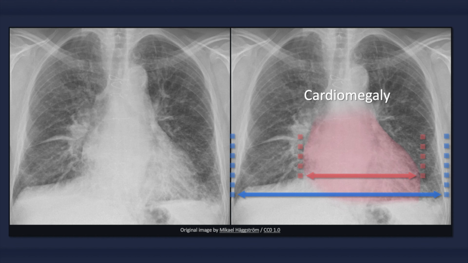That is, when the largest transverse distance between the left and right heart borders of the cardiac silhouette is greater than half the width of the thorax. In this image, the cardiothoracic ratio is approximately 0.6. Now, you should also be aware that on anterior-posterior films, determination of heart size is unreliable due to magnification.